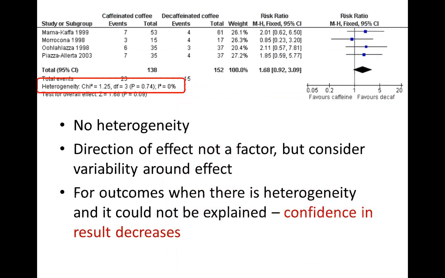It's a similar concept. So looking back at our example about the caffeine coffee versus caffeine-free coffee, we can see the heterogeneity here is 0%, and we've got overlapping confidence intervals, so we're pretty happy about it. And as we said, the direction of the effect is not a factor, so we're not worried about that one study being on the other side of our line of no effect there.